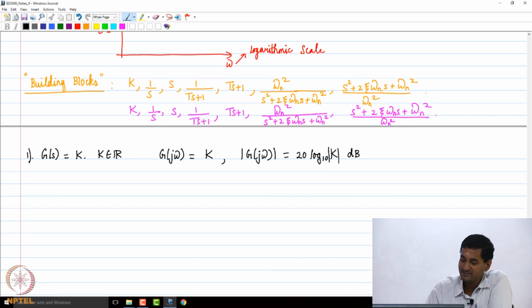So let us say we take k to be some real number. g of j omega is going to be k, and the magnitude of g of j omega is going to be 20 log of the absolute value of k in decibels.